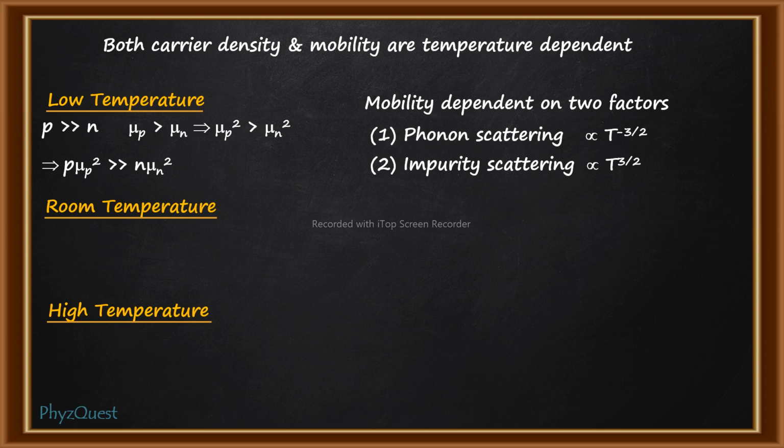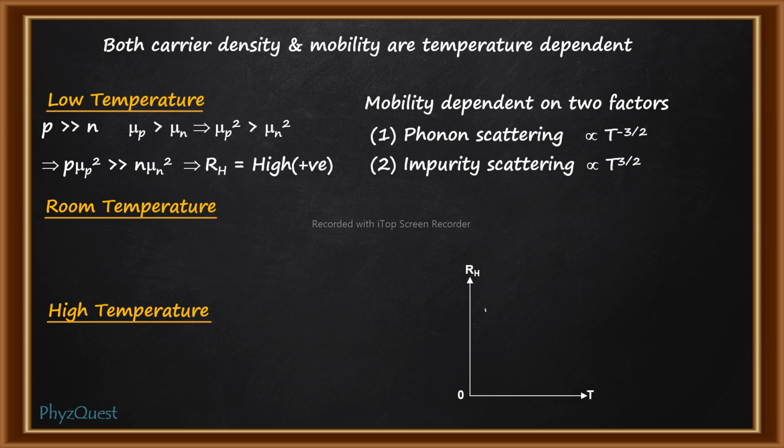Since the term p mu p square is much greater than n mu n square, the difference between them will be much higher, therefore the Hall coefficient will be very high and has a positive value. So now if we plot RH versus temperature, here RH will have a high value at low temperature. Now let's talk about room temperature.